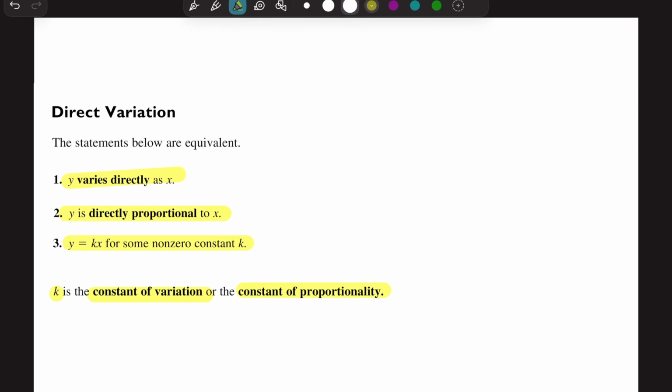So it doesn't always have to be y and x, and it won't always be y and x. But if you see blank varies directly as blank, it's going to be in this y equals kx sort of format. So let's try an example.